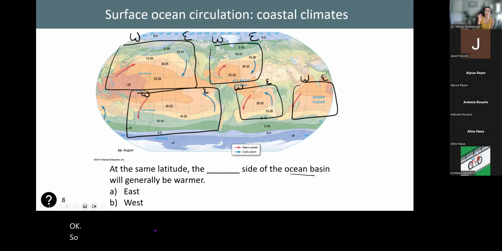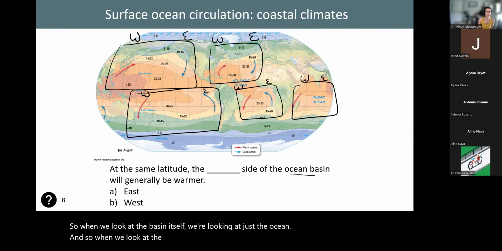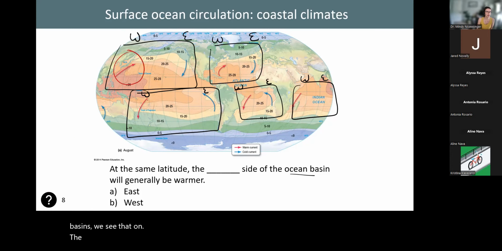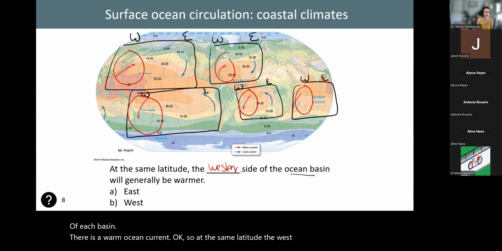So when we look at the basin itself, we're looking at just the ocean. And so when we look at the ocean basin, which I've boxed here for you, my 5 big ocean basins, we see that on the western side of each basin, there is a warm ocean current. Okay, so at the same latitude, the western side of an ocean basin will be warmer.